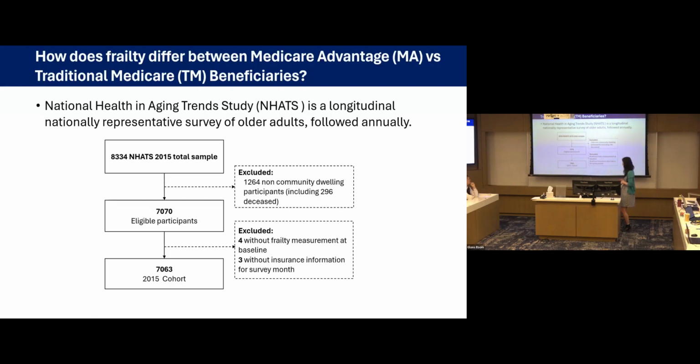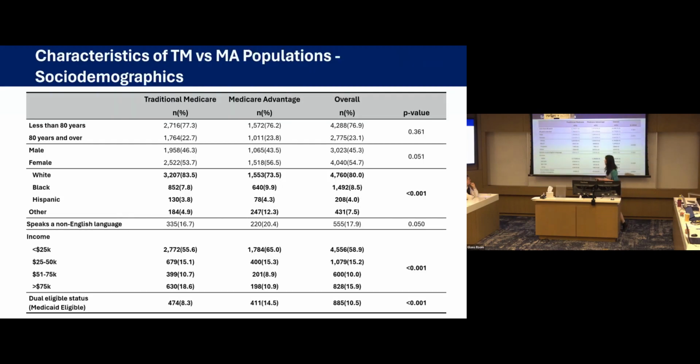A handful of people either didn't have insurance information for the particular month that they were being surveyed, and then another small handful just didn't have enough data to measure frailty at baseline. So essentially we ended up with a cohort of about 7,000 people. And so this is the population that I'm going to be discussing a little bit.